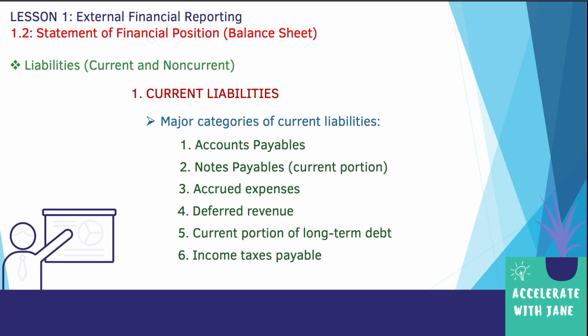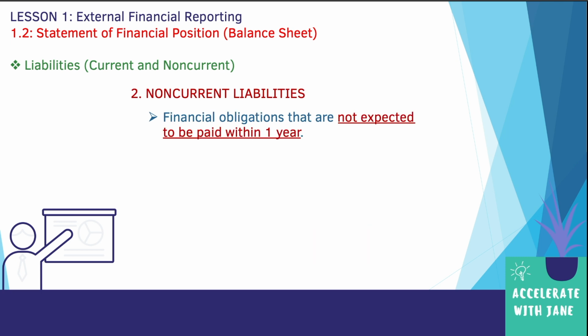Sixth is income taxes payable. So this is also classified under current since most taxes are due to the government within 1 year. And take note that the calculation of the income tax payable is in accordance with the prevailing tax law of the company's home country. Next, we have non-current liabilities.